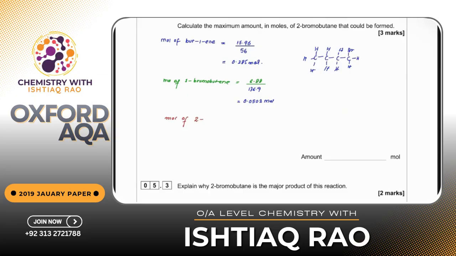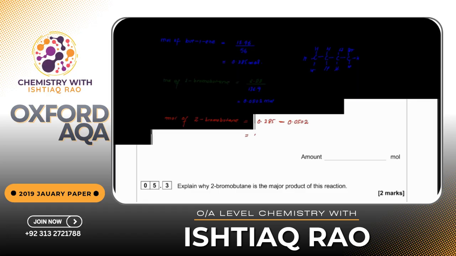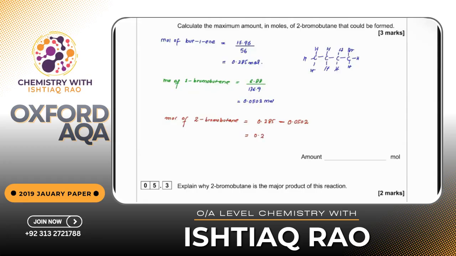Like, you can see this. The moles of 2-bromobutane is equal to the reactant moles. So the remaining one would be the moles of 2-bromobutane, of course. So that is going to be 0.235 mole.